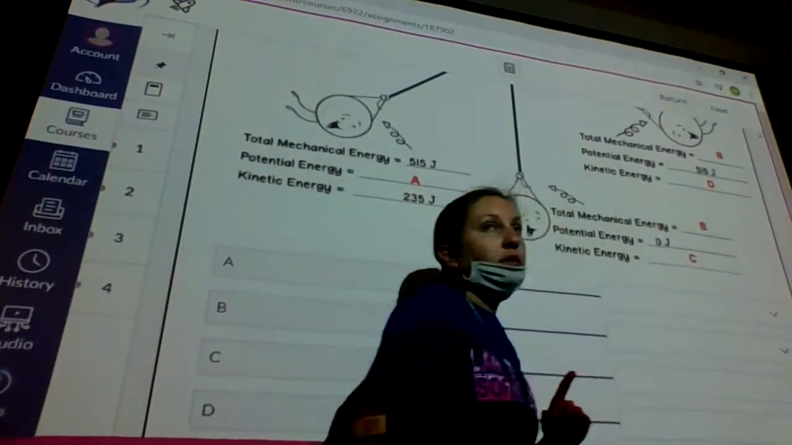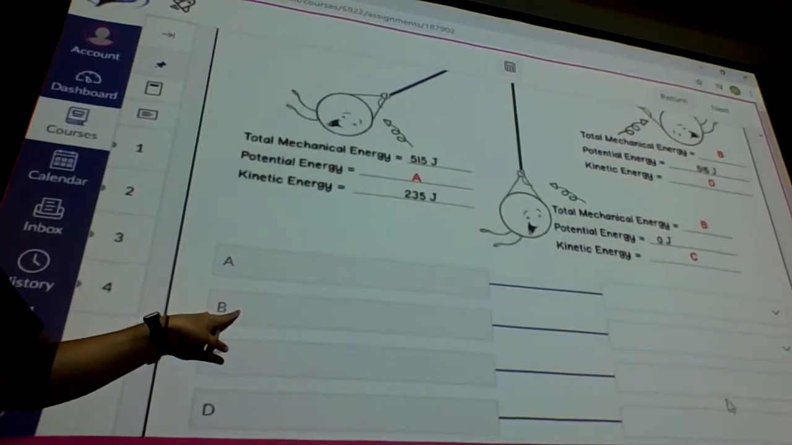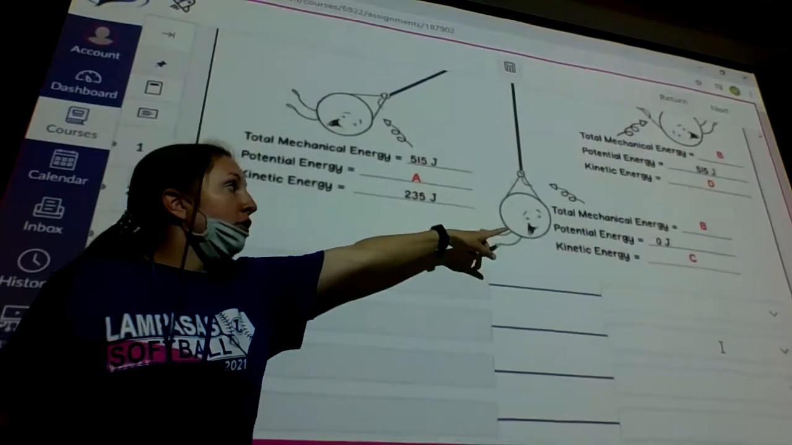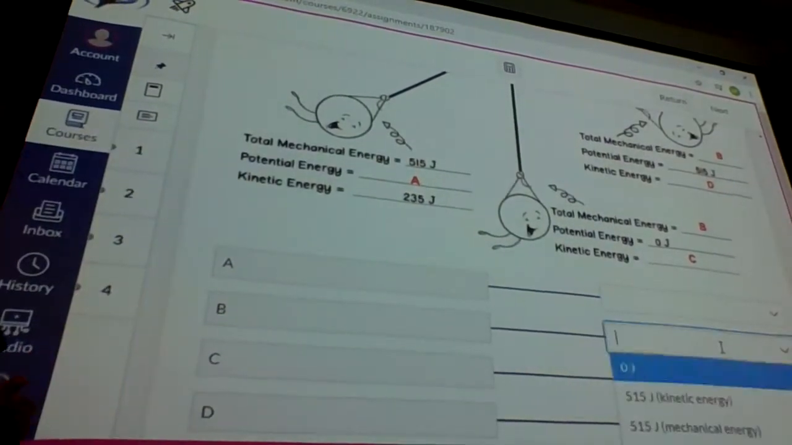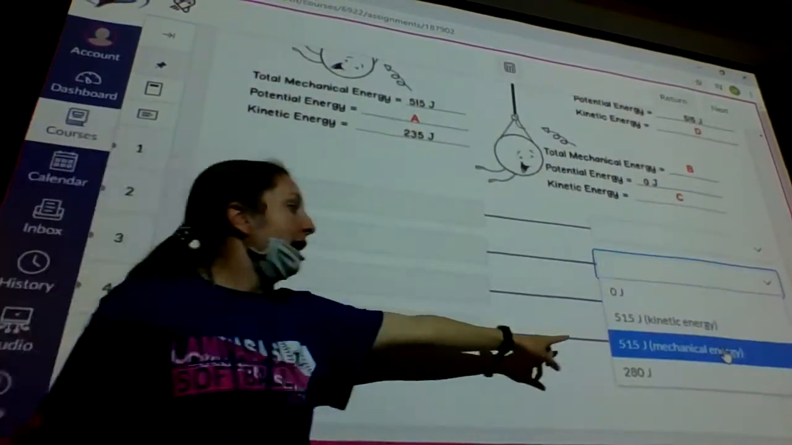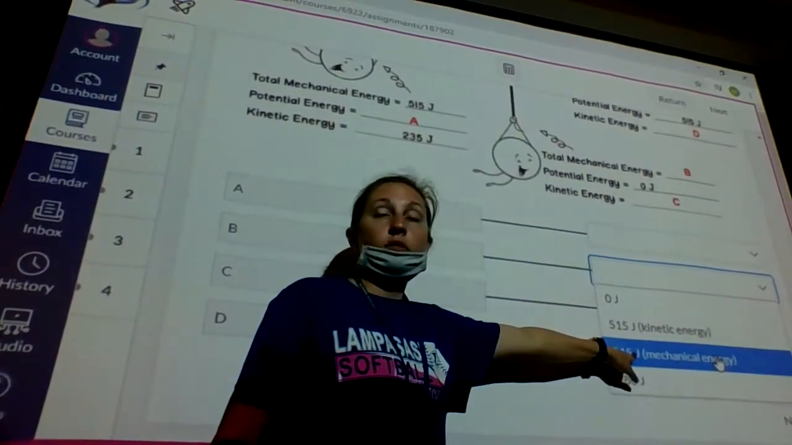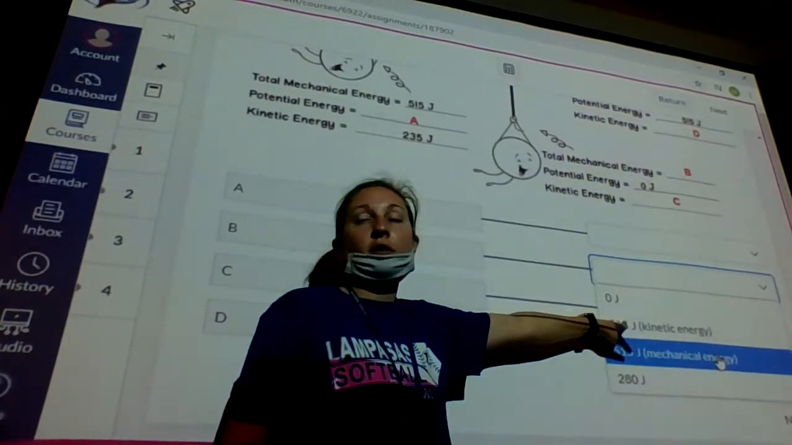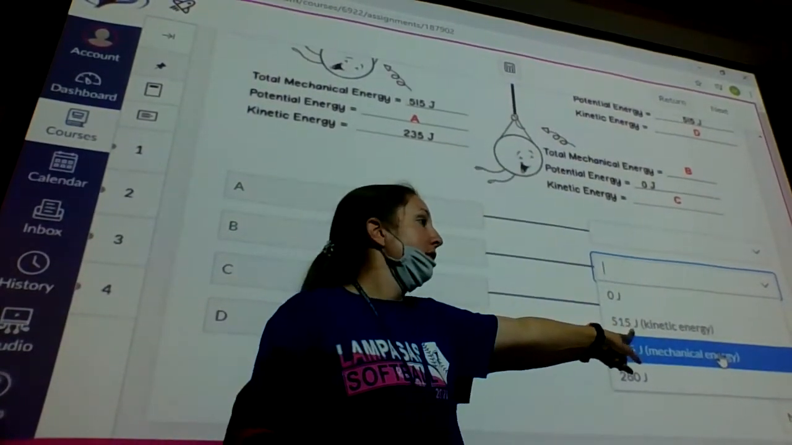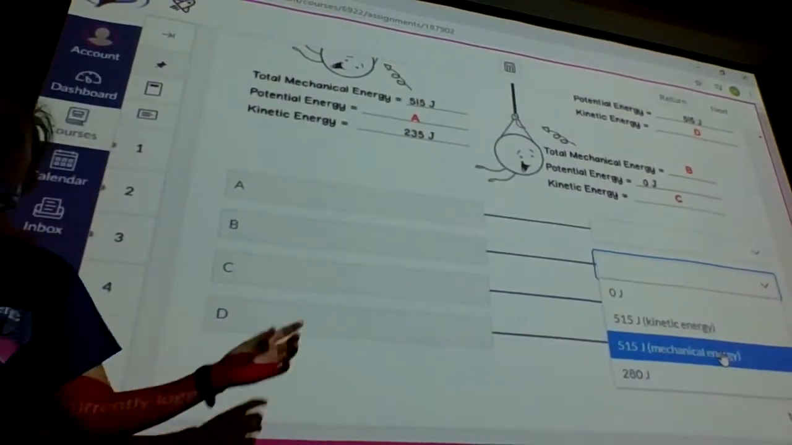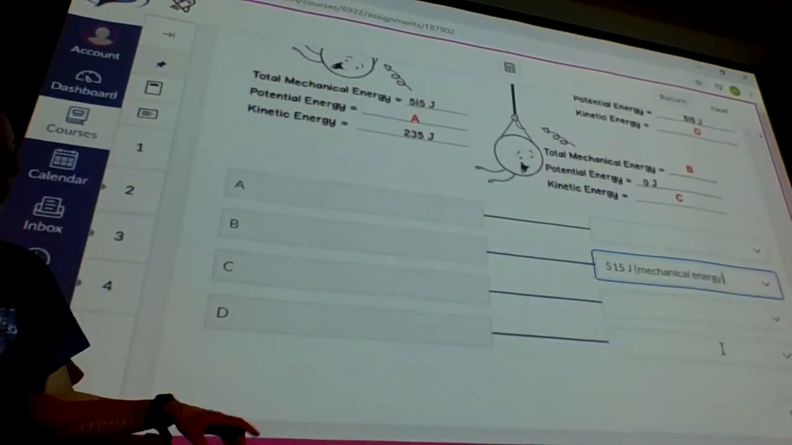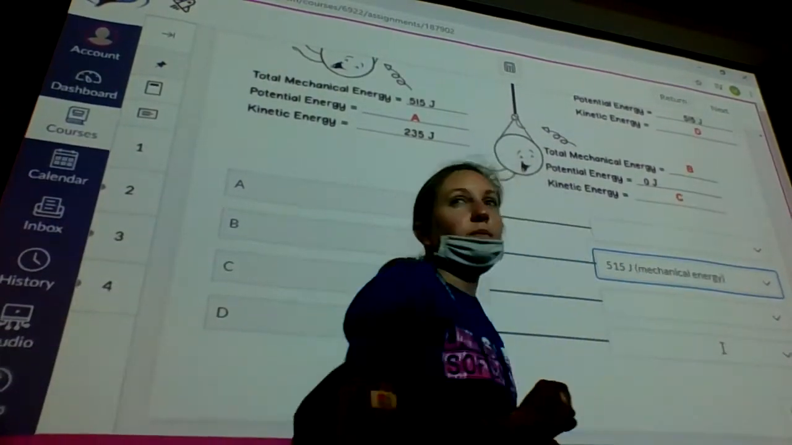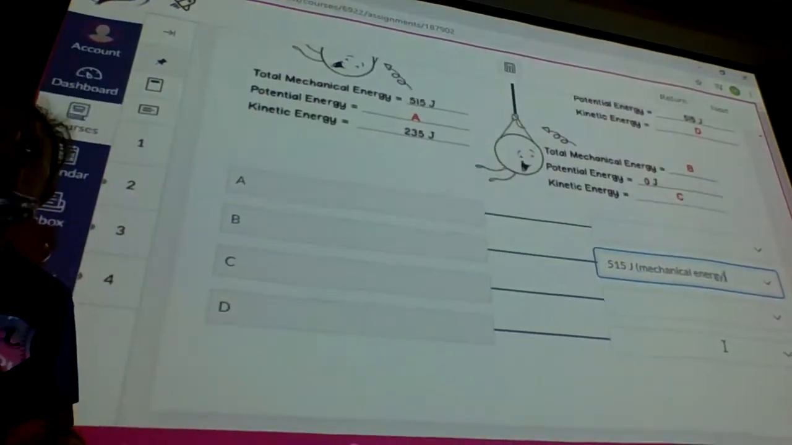Okay, do y'all see that? What is B in this case? What would my answer be? 515, because that's what I started off with. So both of my other total mechanical energy should be that. Make sure you pick 515 mechanical energy. Does that make sense? Okay, if you pick 515 kinetic energy, it's not going to be right, and you're going to get really frustrated. Okay, so make sure you're paying attention to what energy you're calculating. So B should be mechanical energy because it's talking about these right here. Does that make sense? Okay, do y'all have any questions?